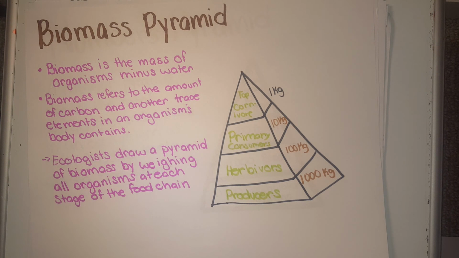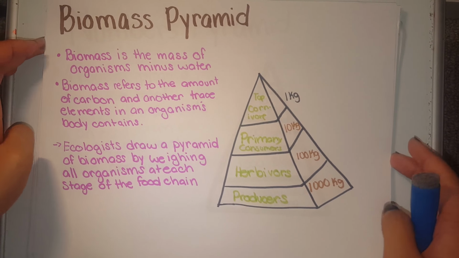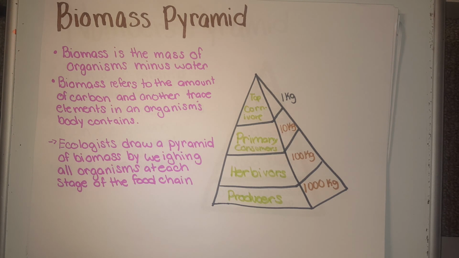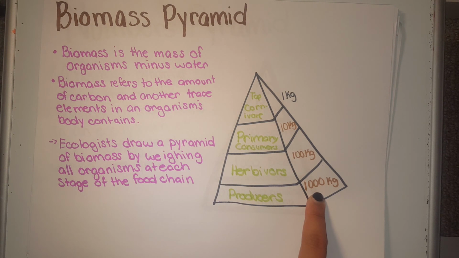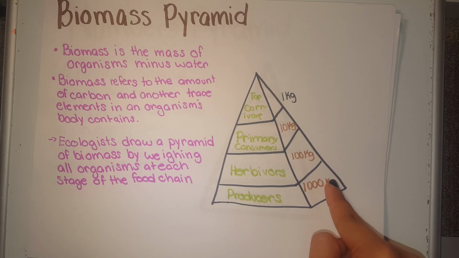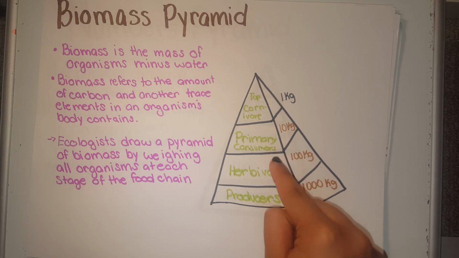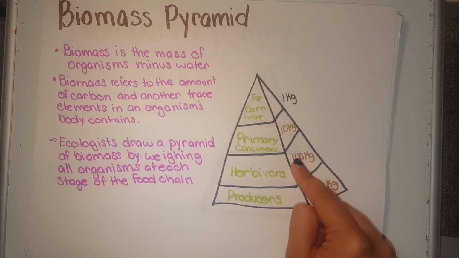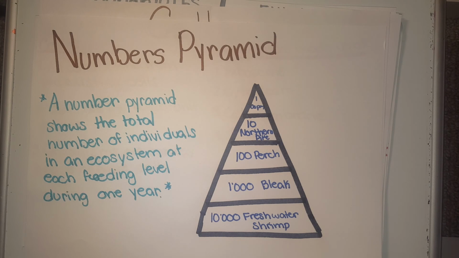The biomass pyramid. In the biomass pyramid, each level represents the amount the level above needs to consume. It basically means that here is how much, and this number is how much the level above it needs to consume. So out of this much, the herbivores need to at least consume this much, and so on and so forth. Numbers pyramid. In a numbers pyramid, each level represents the number of organisms consumed by the level above it.